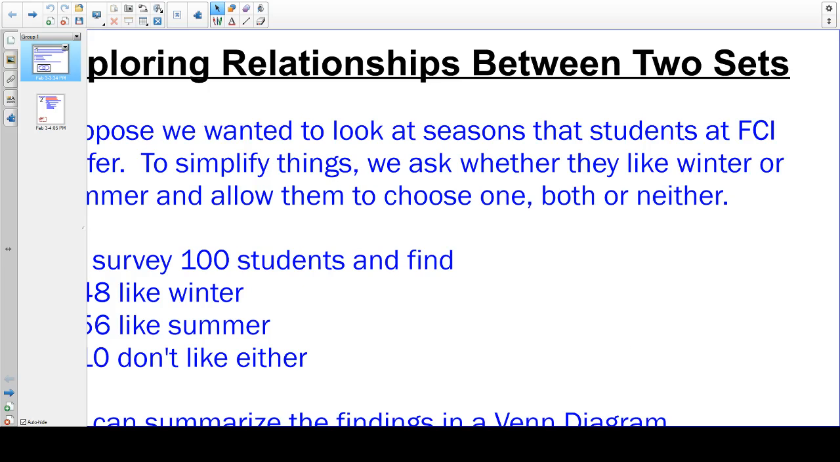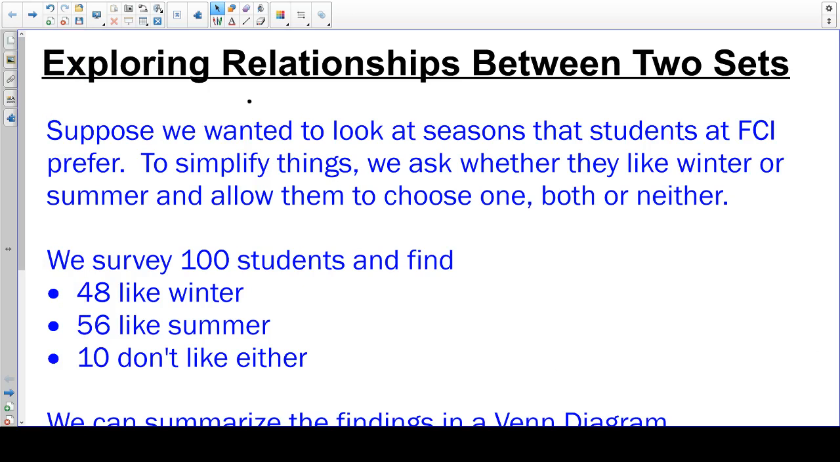Okay, hi grade 12s. Today we are going to explore the relationship between two sets. So, suppose we wanted to look at seasons that students at FCI prefer. To simplify things, we're going to ask whether they like winter or summer and allow them to choose one of the two seasons, both seasons, or neither season, because there's always a person like that.